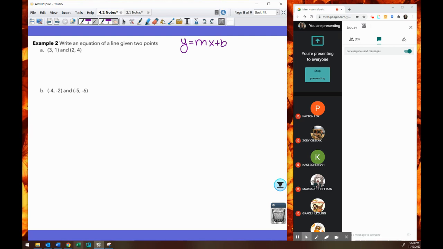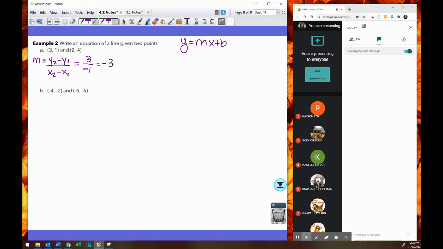I need to write an equation going through 3, 1 and 2, 4. How can I find a slope or how can I find a y-intercept? Right. So we have our slope formula that tells us we can subtract our y coordinates and we can subtract our x coordinates. So if we're given 2 points, we have to find the slope first. So if I subtract my 2 y coordinates, 4 minus 1 is 3. If I subtract my 2 x coordinates, 2 minus 3 is -1. So then 3 divided by -1 is -3.